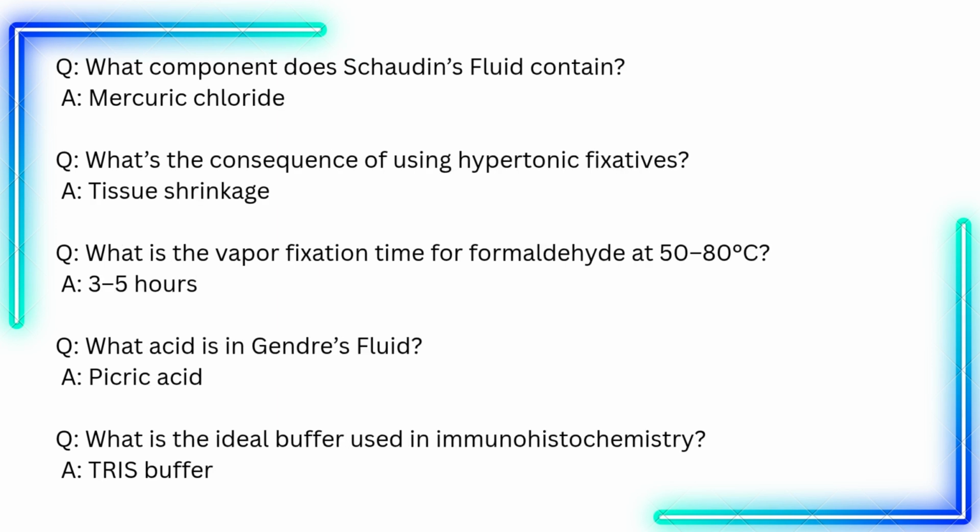What's the consequence of using hypertonic fixatives? Tissue shrinkage is the consequence of using hypertonic fixatives. What is the vapor fixation time for formaldehyde at 50 to 80 degrees Celsius? It takes approximately 3 to 5 hours. And what acid is in Gender's fluid? It's picric acid. What is the ideal buffer used in immunochemistry, histochemistry?